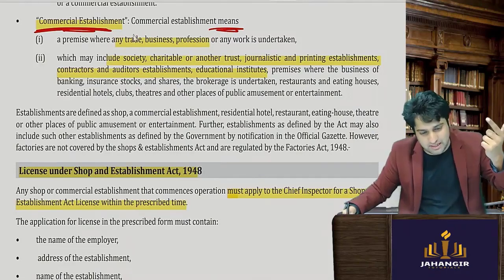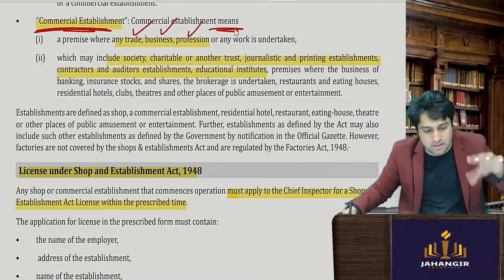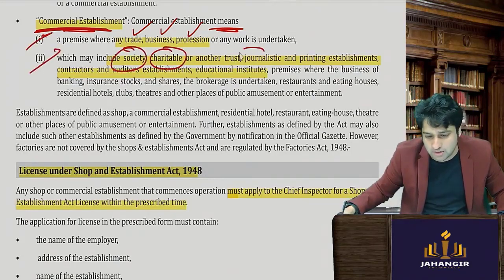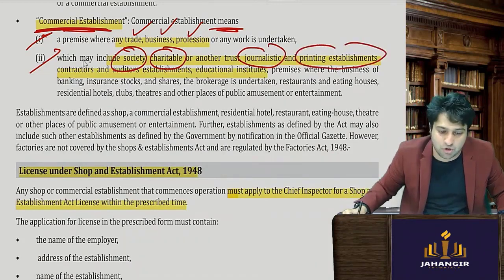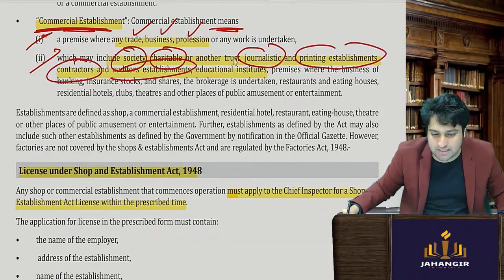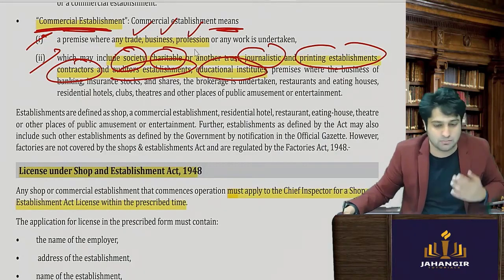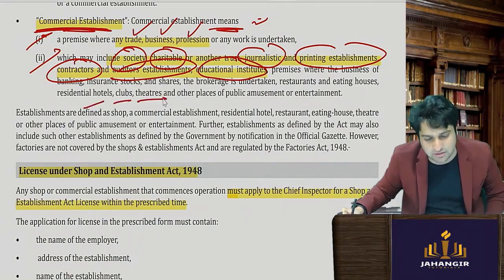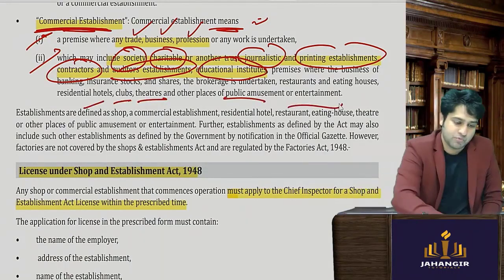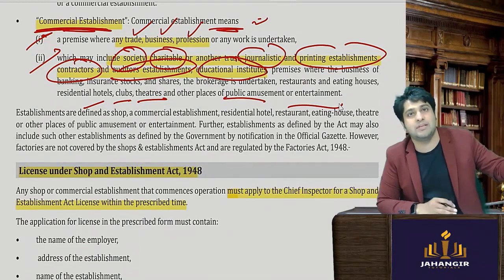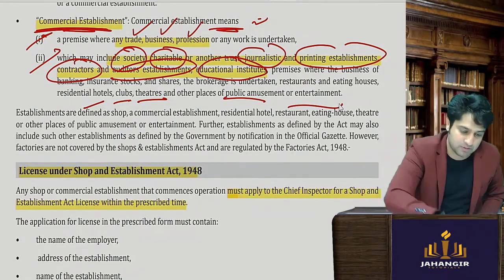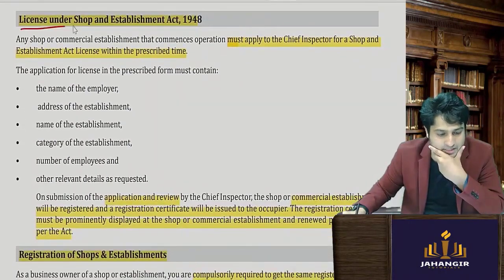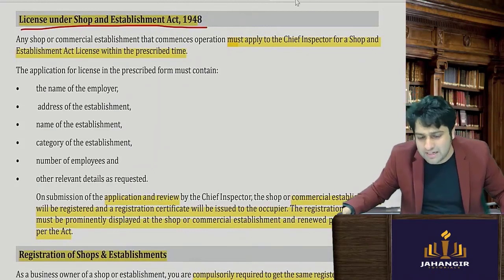Commercial means business, trade, profession. Okay, but it also includes a society, charitable trust, a journalist, printing establishment, contractors, auditors establishment, educational institutions. So वो भी आ गए commercial establishment में, classes etc. Okay, hotels, clubs, theaters, amusement parks etc. So they can ask you the definition of shop, they can ask you the definition of commercial establishment. Next, coming to the license to be taken by them. License under the Shops and Establishment Act. So we make an application to whom?